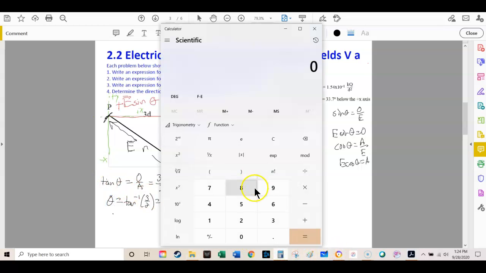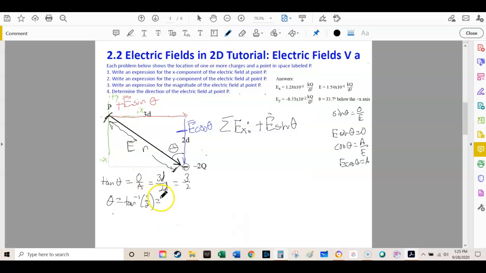And so in my case, let me get my little handy dandy calculator here, 3 divided by 2 equals, and then I need to do the inverse tangent of 1.5, which is 56.31 degrees. So theta is 56.31 degrees. Okay, cool. So we figured out that part of the unknown. Now we have to figure out what the electric field is. The electric field is going to be, and this is just the magnitude of this right here.